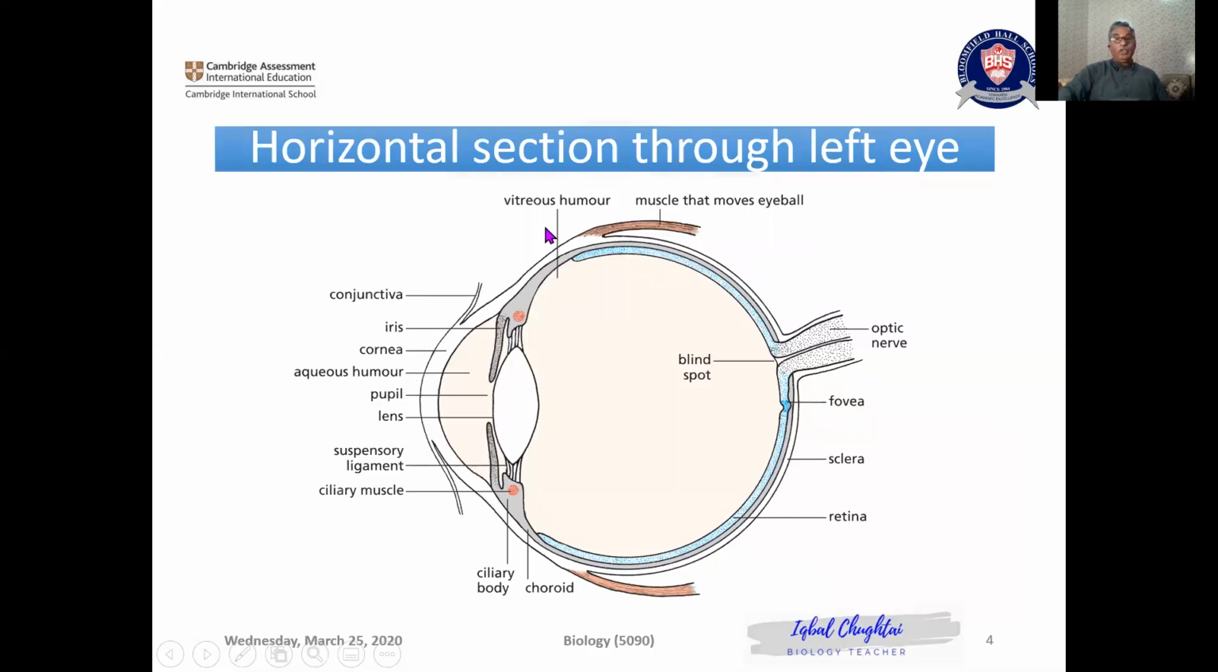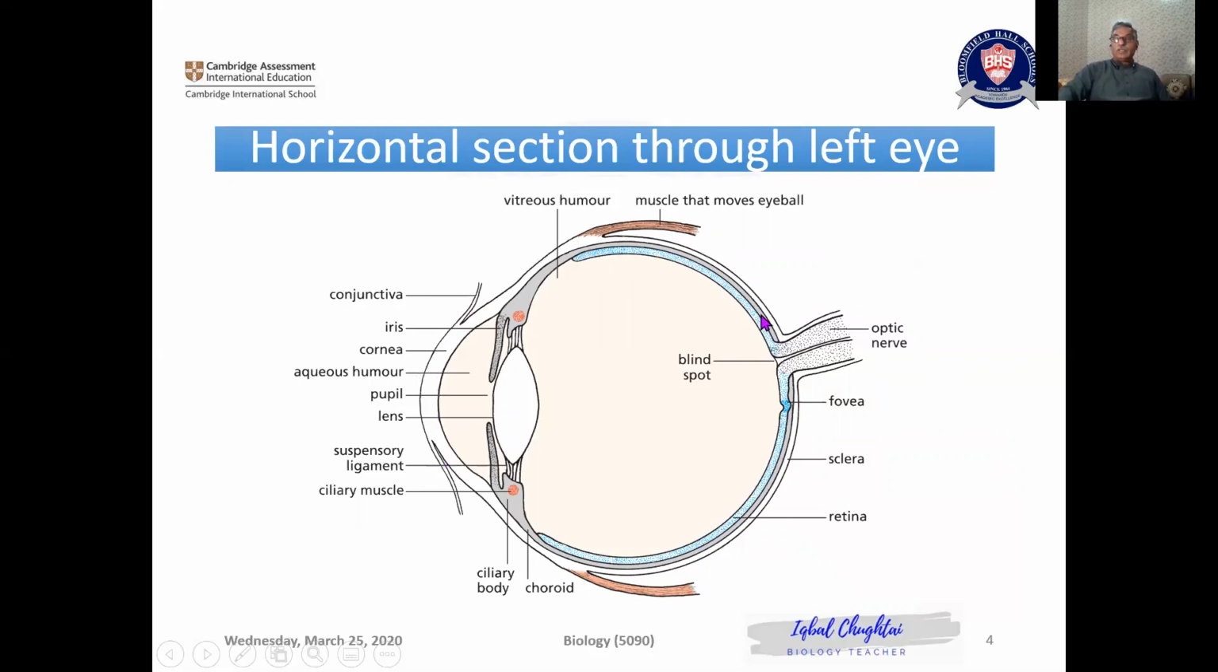You can see this is the conjunctiva, a thin membranous tissue that is connected over the top of the cornea, and then connected with the inside of the eyelids. So this is the connecting tissue that connects the eyelids with the eye. And these are the muscles that move the eyeball sideways, upward or downward.